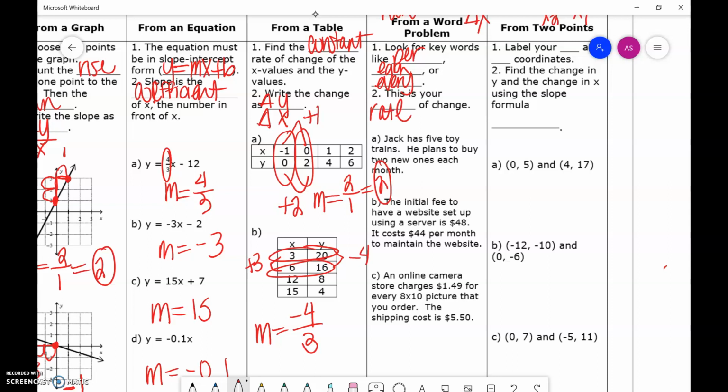And we're good to go. So let's look at A. Jack has 5 toy trains. He plans to buy 2 each month. So he already has 5 and he's going to add 2 more each month. So whatever number they have with the each, that's going to be your slope. So the slope is going to be 2, which means he's getting 2 new trains per month. So 2 trains is your slope.